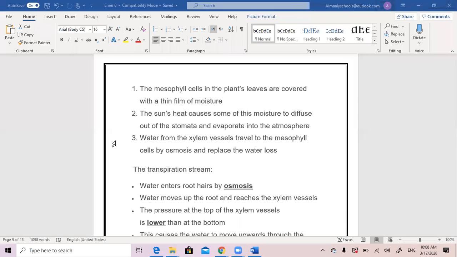We have two kinds of mesophyll. Who knows? Raise your hand. Who knows what are the two kinds of mesophyll? Where is Kenzi Muhammad? Do you know?